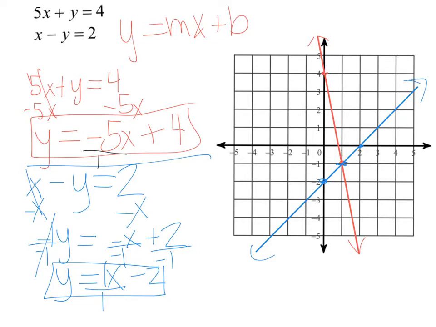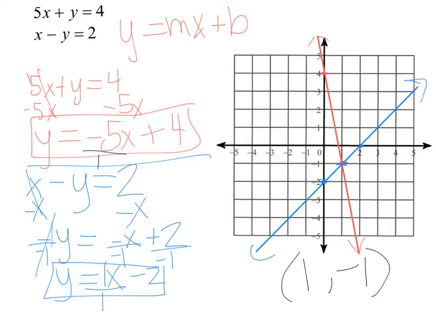Alright, and then the final solution is wherever the points meet. So remember, if we have them meet at one point, it's one solution, and we name the solution. And it looks like that's what's going to happen here. Our solution then is at 1, negative 1. So that's our final answer.